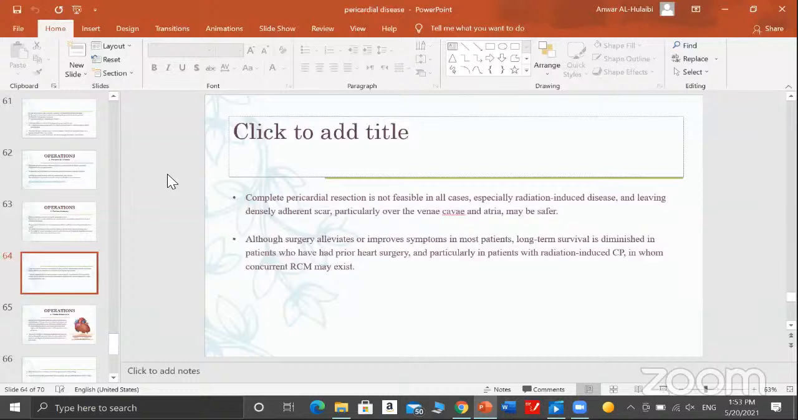And although the surgery alleviates or improves the symptoms in most patients, long-term survival is diminished in patients who have had prior heart surgery, particularly in patients with radiation-induced constrictive pericarditis, who may also have restrictive cardiomyopathy.